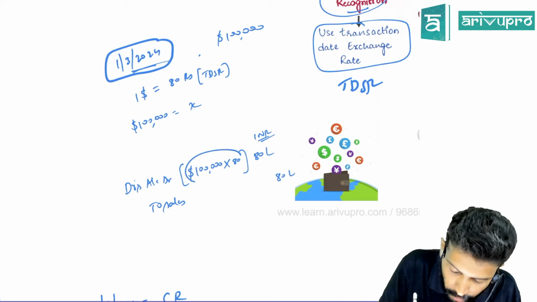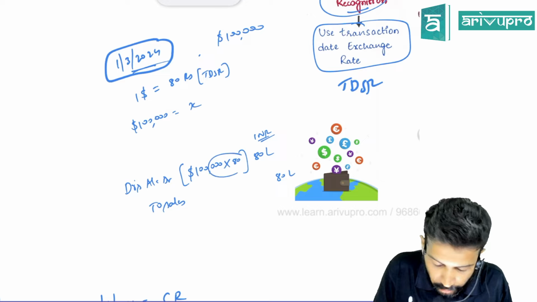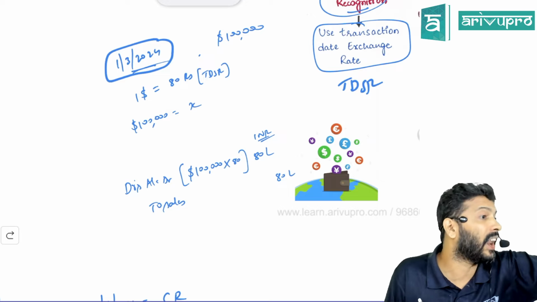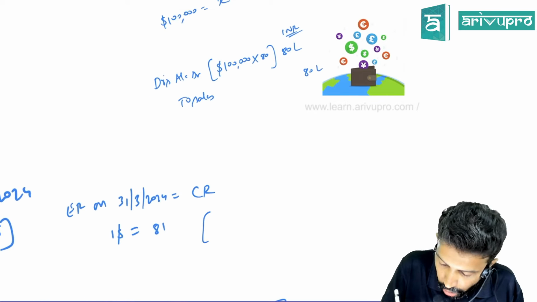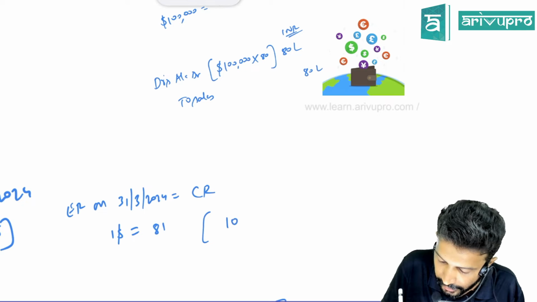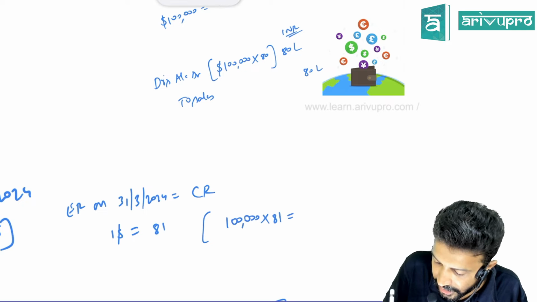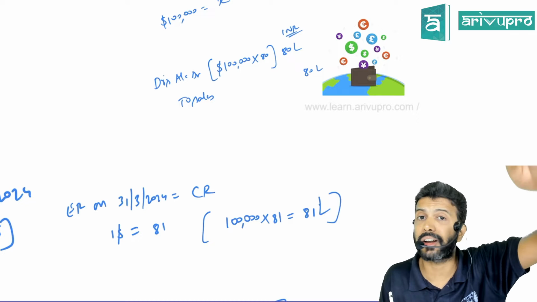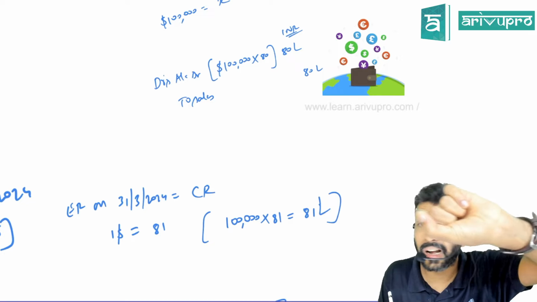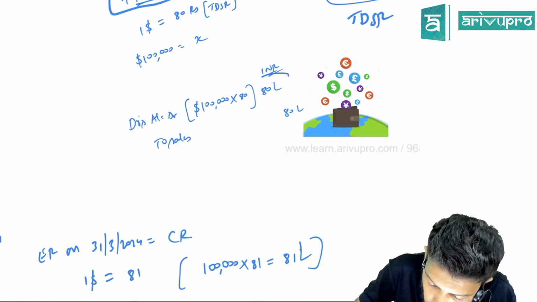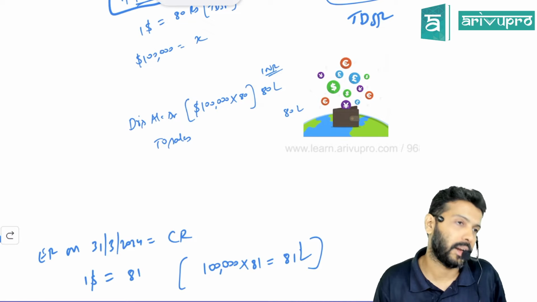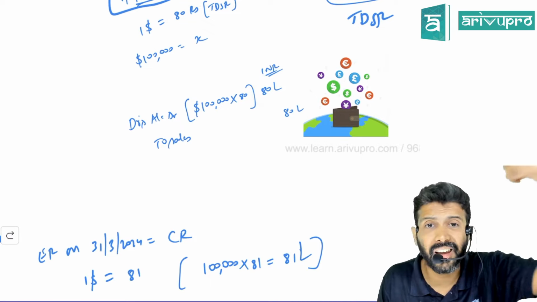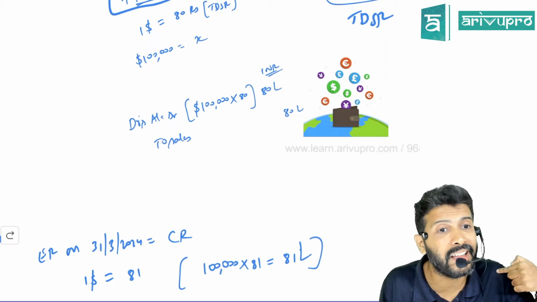So 1 lakh into 81 is how much? 81 lakh. That means the debtor has to be shown not at 80 lakh. It has to be shown at 1 lakh multiplied by 81, which is 81 lakh Indian rupees. Correct? The debtor has to get reflected in your balance sheet at 81 lakh rupees. But currently the debtor is shown in your books at what value? 80 lakhs. But you have to show it in your balance sheet at 81 lakh.